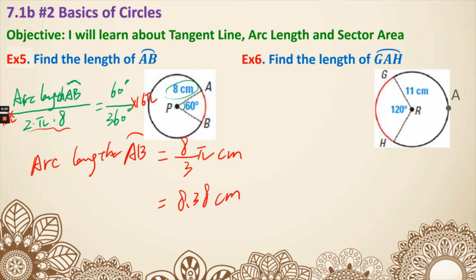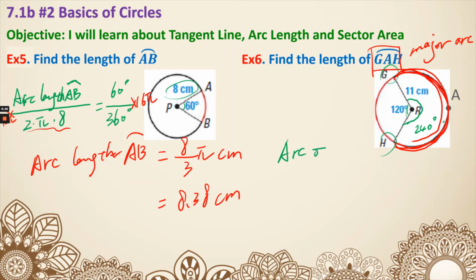Example 6, find the length of GAH. Something to be careful with: this arc has 3 letters, which means it's talking about the major arc, which is right here, GAH, this portion. In order to know the central angle that we can use to form the ratio, you can see the smaller arc that also uses G and H as endpoints. That's only 120 degrees. So we're going to use 360 minus 120, which is going to be 240 degrees. So now we can set up the ratio.